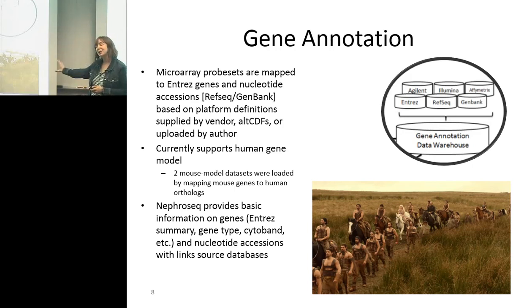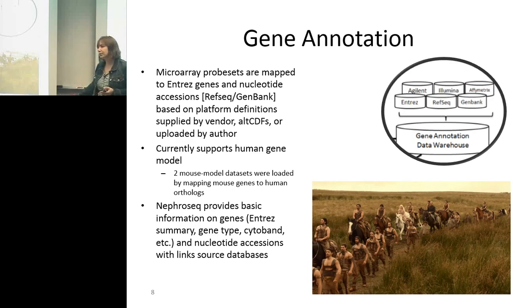It's a good picture for what our gene annotation process is right now. So we map different probe sets from the different microarray platforms that we have on these data sets. And we use the platform definitions for the most part to decide to map those to different nucleotide accessions and eventually to Ensembl gene IDs. So we really do only support a human model, but we have these 2 mouse data sets in there.